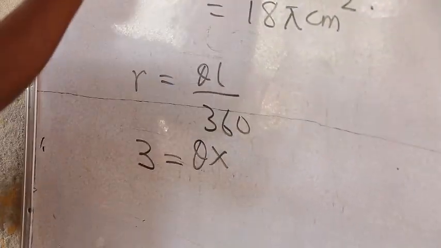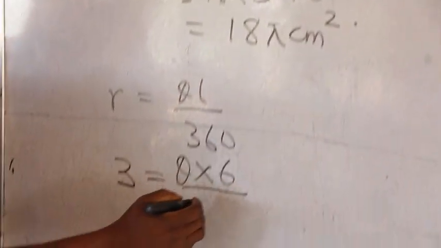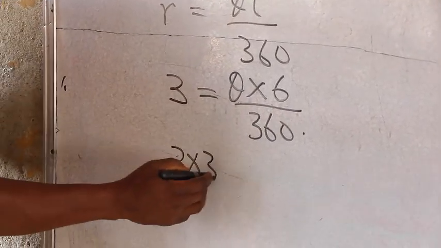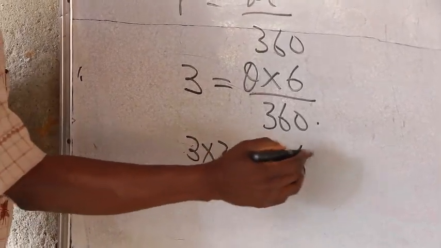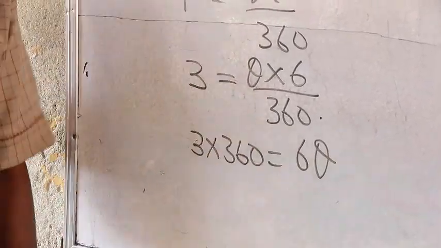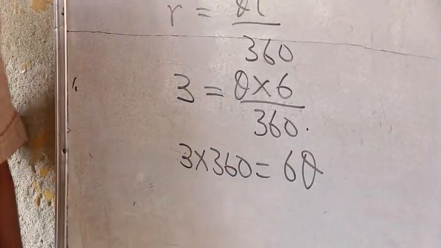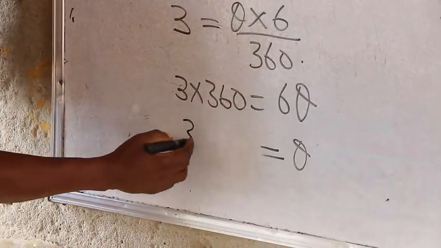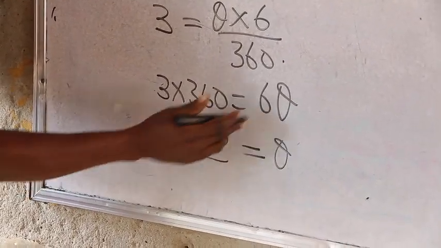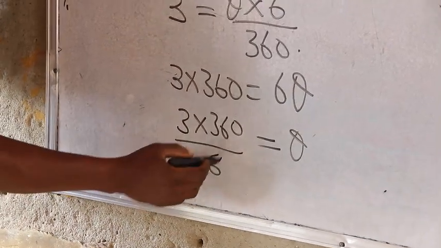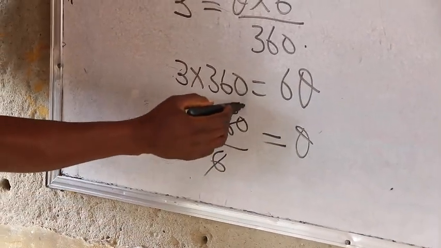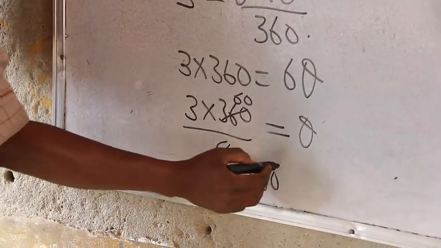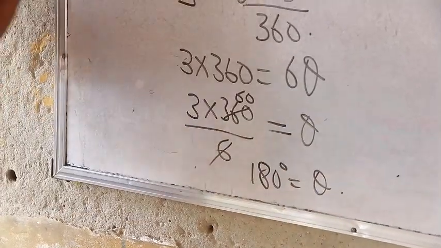What is the slant height of that cone? 6, all over 360. So we can cross multiply. We have 3 times 360 is equal to 6 theta. Then divide both sides by 6 to make theta the subject of the formula. Theta is now equal to 3 times 360 all over 6. 6 into 360 is 60, and 60 times 3 is 180 degrees equals theta. So that is the angle.